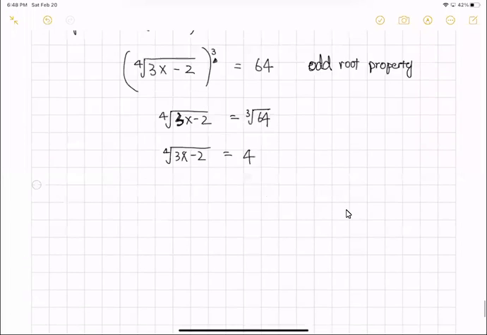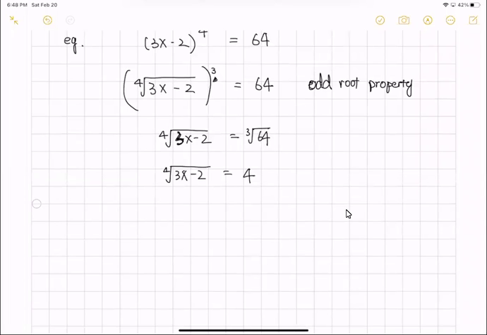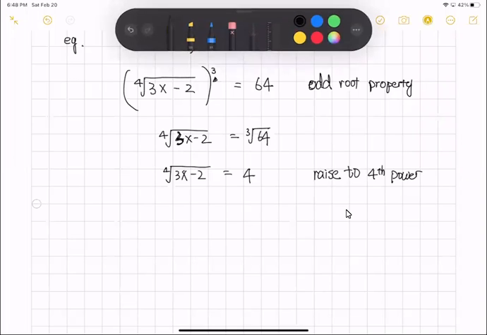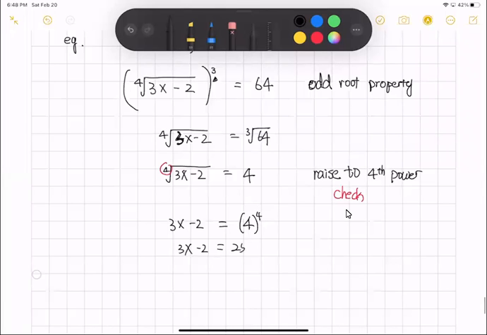Okay, so what's next? You have a fourth root. You want to get rid of the fourth root. That means you need to raise the power to the fourth power. But be careful. This is a what? Even index. So that means we still need to check our solution. So when we raise up, we have 3x - 2 equals 4 to the fourth power. Simplify, I have 3x - 2 equals 256.